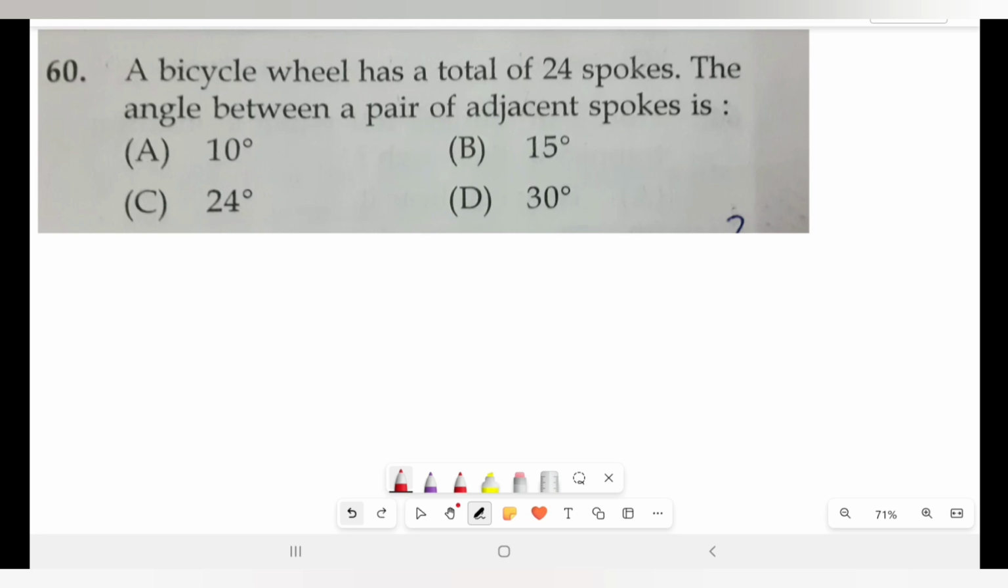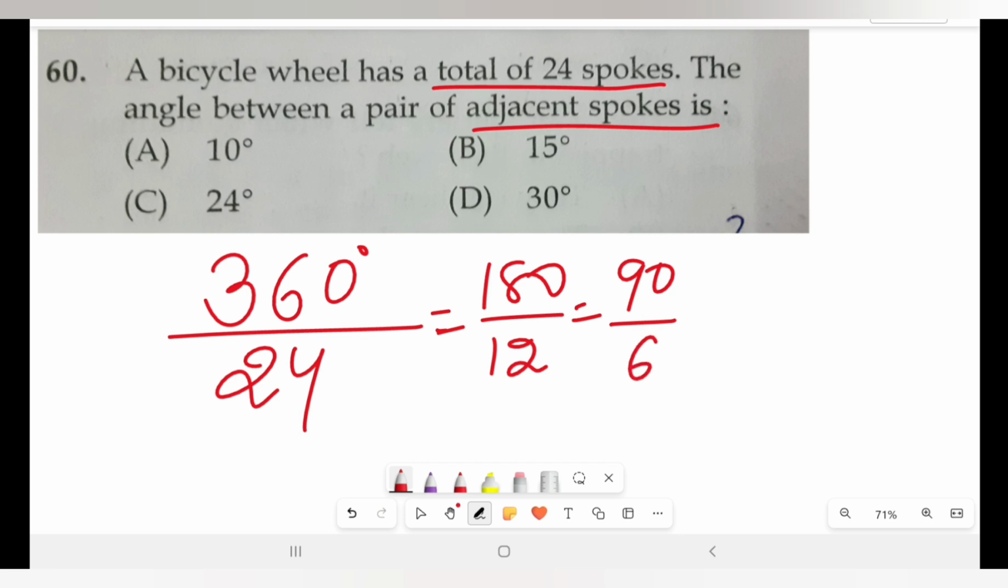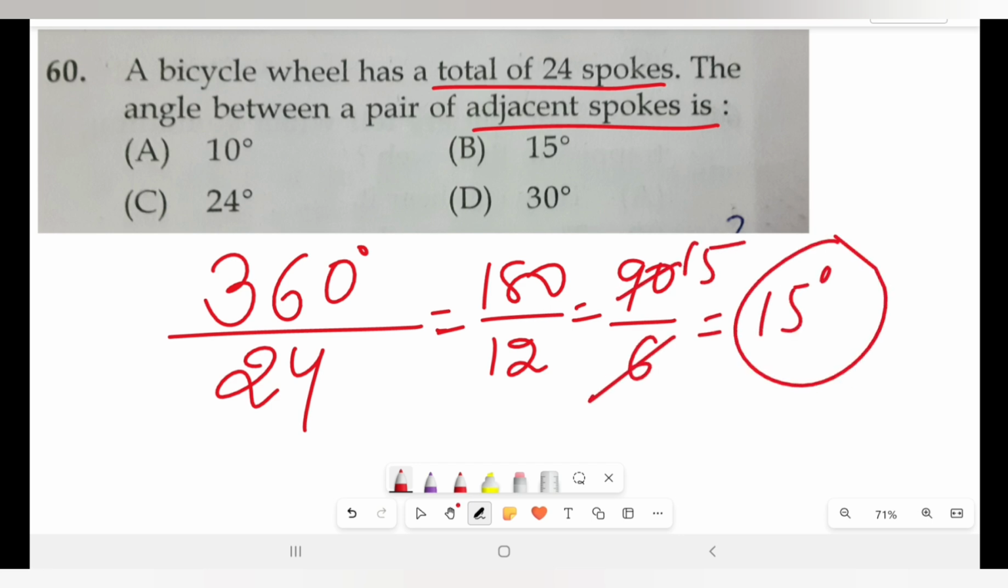Here in this question, a bicycle wheel has a total of 24 spokes. The angle between a pair of adjacent spokes is, so as you can see, 24 spokes means 24 angles. One complete rotation of a bicycle wheel is 360 degrees, right? So 360 divided by 24 angles is equal to, if we reduce it, 180 divided by 12, and further if we reduce, 90 divided by 6, which is 15. So 15 degrees is the answer.